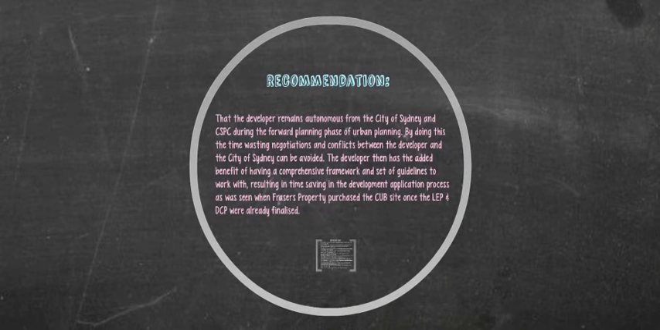The recommendation is thus that the developer remains autonomous from the City of Sydney and CSPC during the forward planning phase of urban design. By doing this, the time-wasting negotiations and conflicts between the developer and the council can be avoided. The developer then has the added benefit of having a comprehensive framework and set of guidelines to work with, resulting in time saving in the development application process, as was seen when Frasers Property purchased the CUB site once the LEP and DCP were already finalised.